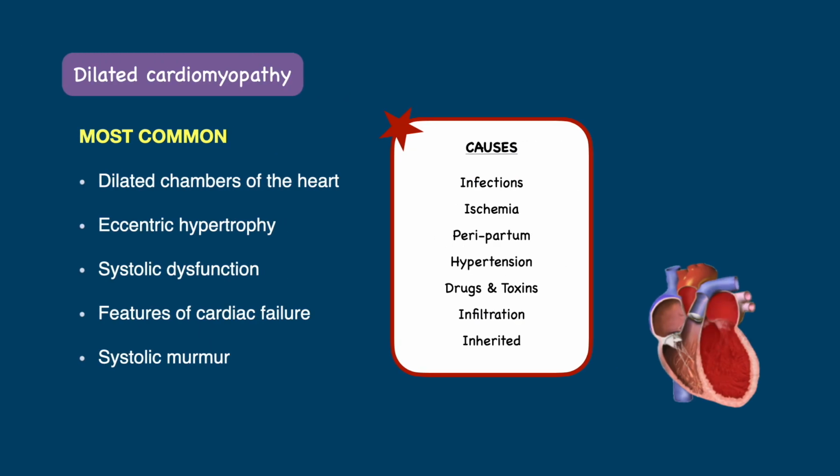Let's dive into the first type, which is dilated cardiomyopathy. It is the most common type of non-ischemic cardiomyopathy, and it accounts for 90% of cases. What happens here is that all four chambers of the heart are dilated, but the left ventricle more so than the right ventricle. The form of hypertrophy that we see here is called eccentric hypertrophy, where sarcomeres are added in series. The heart wall becomes thin and they lose contractility. This leads to predominantly systolic dysfunction.